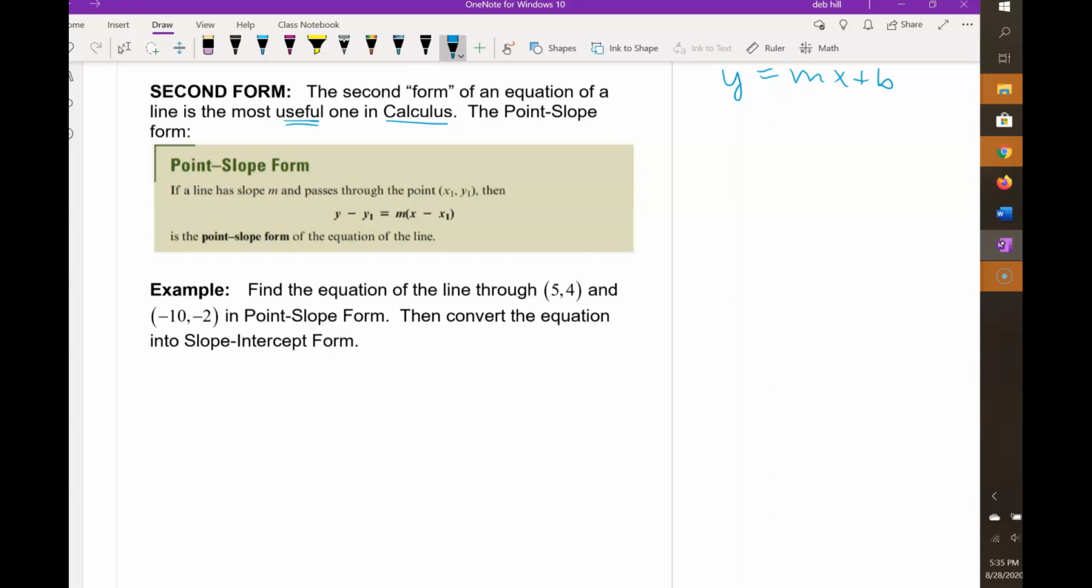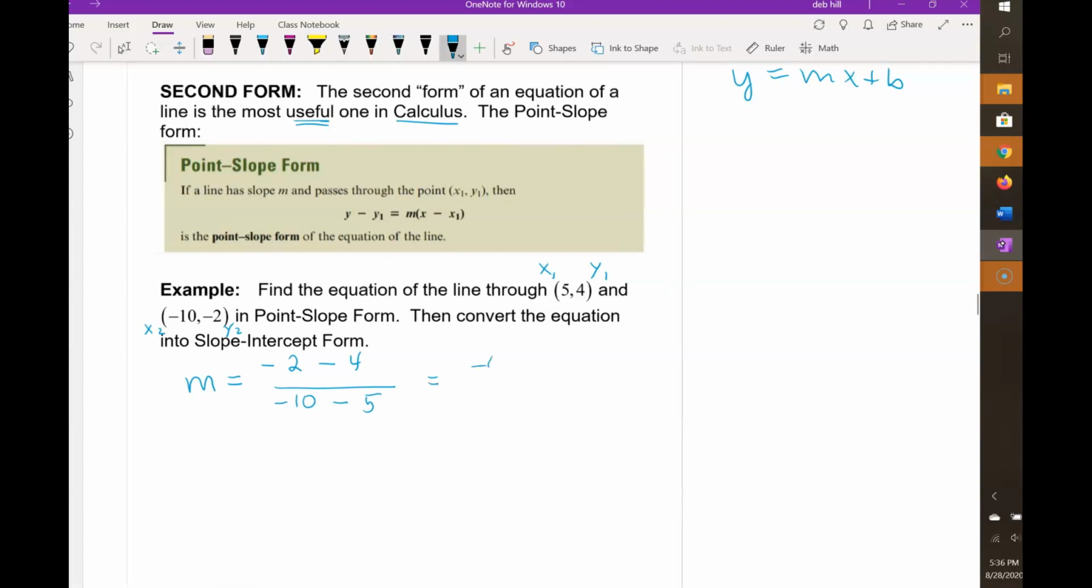So let's look at this example where it says find the equation of the line through these 2 points, (5, 4) and (-10, -2), in point slope form. Then convert the equation into slope-intercept form. So we have these 2 points, so I'm going to label x1 and y1 of the first point, and x2 and y2 of the second point. And I'm going to tell you what I'm doing. I'm finding the slope. So it's going to be y2 minus y1 over x2 minus x1.